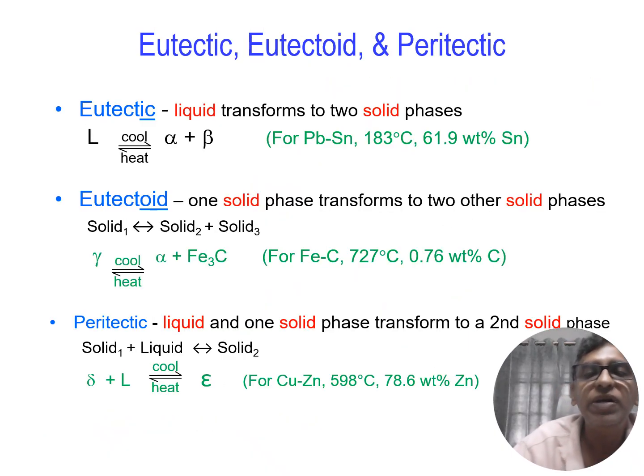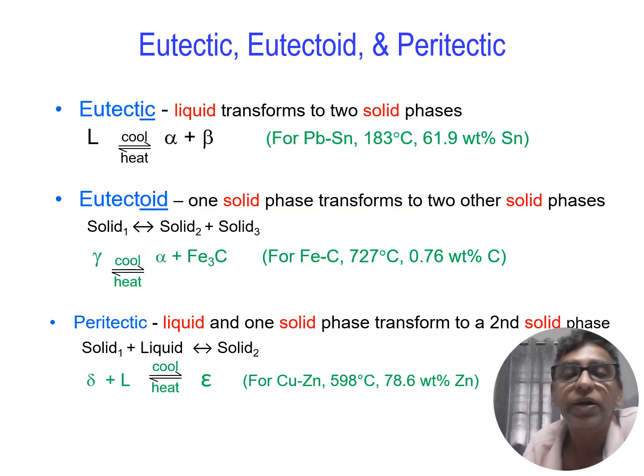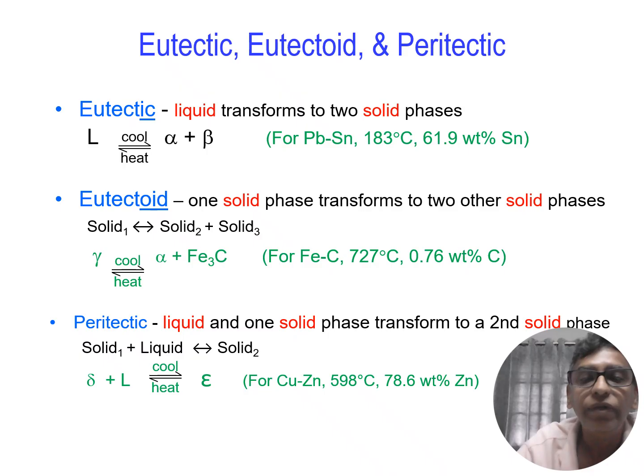So the basic definition of eutectic is that a liquid transforms into two solid phases, alpha and beta. Eutectoid: one solid phase transforms into two other solid phases. Peritectic: a liquid and one solid phase transform to a second solid phase.